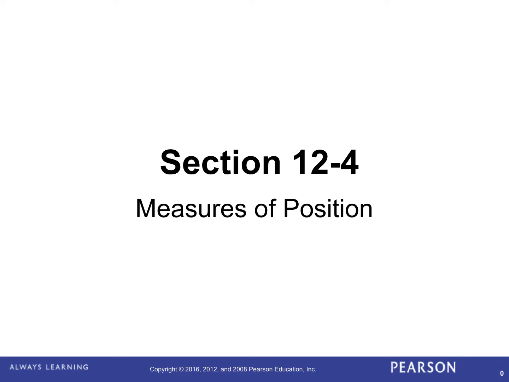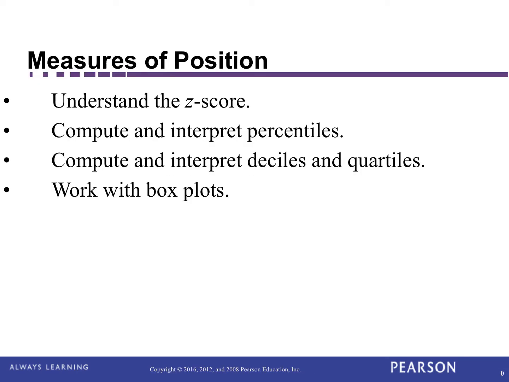Hi everyone, this is lesson 4 in statistics. So far we learned about measures of central tendency, mean, median, and mode, and measures of dispersion like range and standard deviation. Now we're going to look at measures of position. So how does any given data point compare with the mean and the standard deviation? To do so, we're going to learn about the z-score.